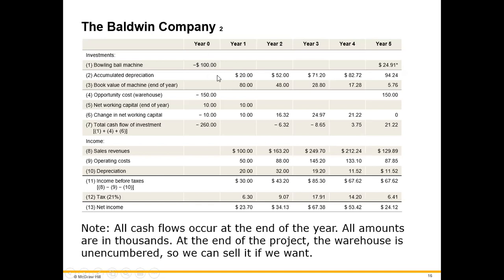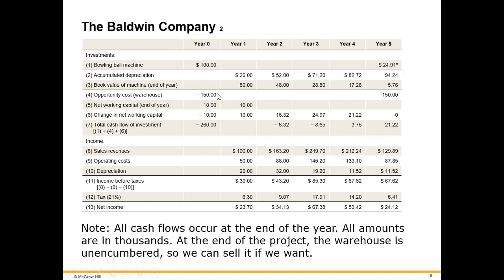And they took off, it's not in terms of thousands. So that should be $100,000. But because they took the 3 zeros off in this illustration, I'm just going to read it the way it looks. So $100 for the bowling ball machine. So that is an expenditure that they have to make at time 0.